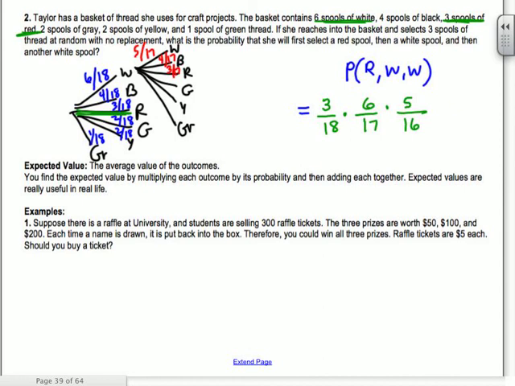So I'm going to multiply my numerators. I get 90 on top, 18 times 17 times 16, 4896. And then I'm going to use my fraction button to reduce. So 90 out of 4,896 becomes 5 out of 272. That's your answer.